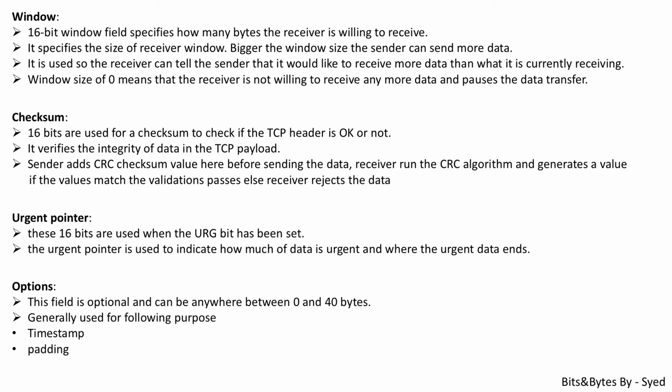Urgent pointer. It works along with the urgent flag we discussed earlier. It tells us how much of a data is urgent. Options. This field is optional and can be anywhere between 0 to 40 bytes, generally used for the purposes like timestamping, padding, etc.